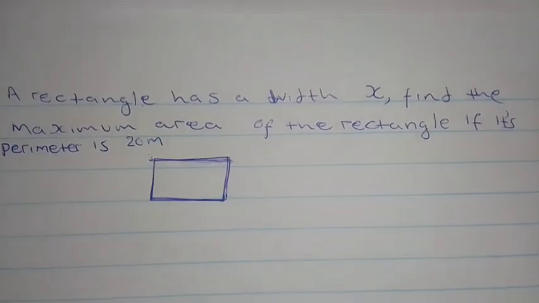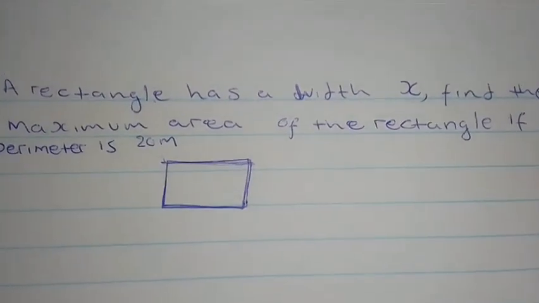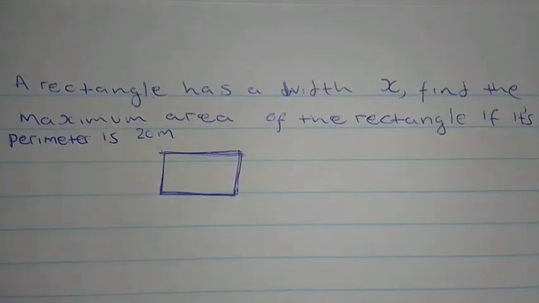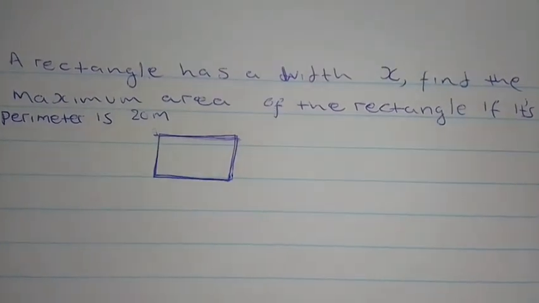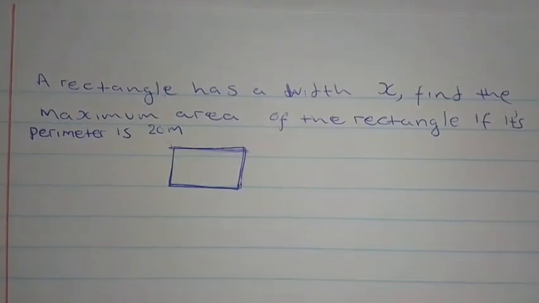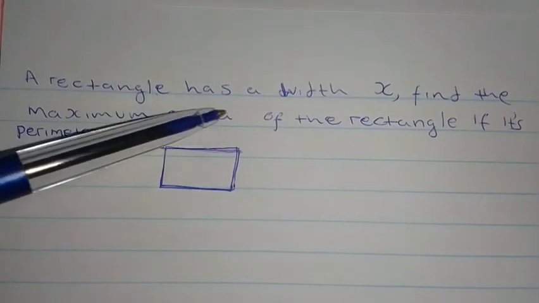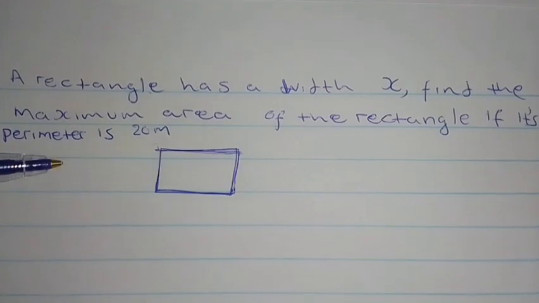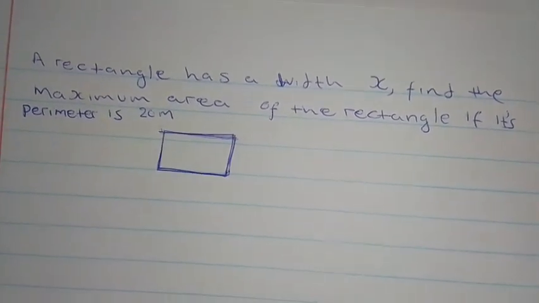application of derivatives. Now here we're just going to be looking at optimization. Now we have a rectangle that has a width of x. Now they want the maximum area of the rectangle if its perimeter is 20 meters.